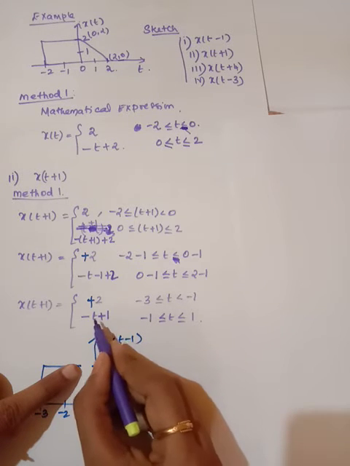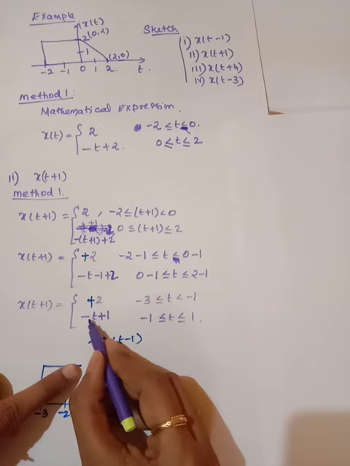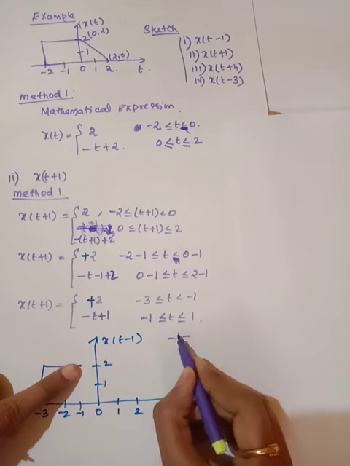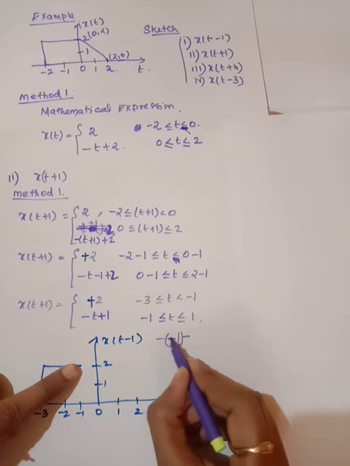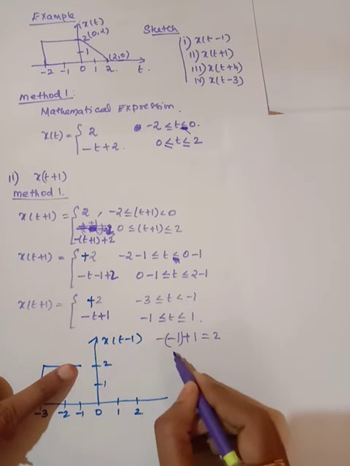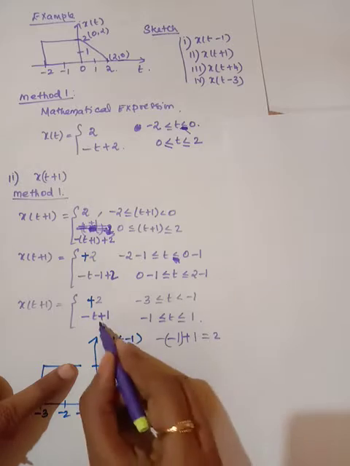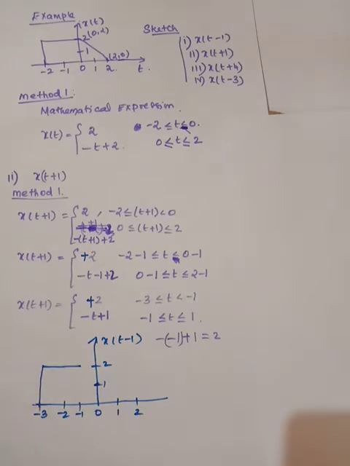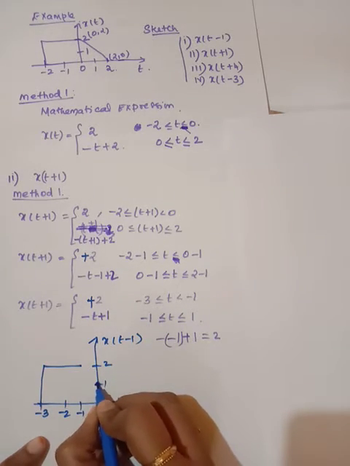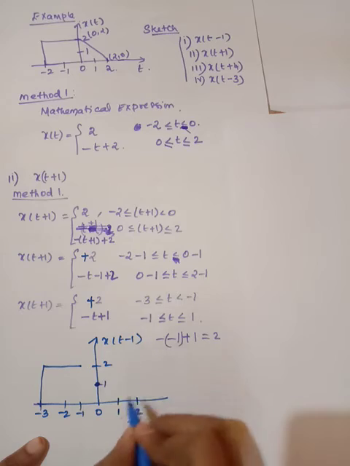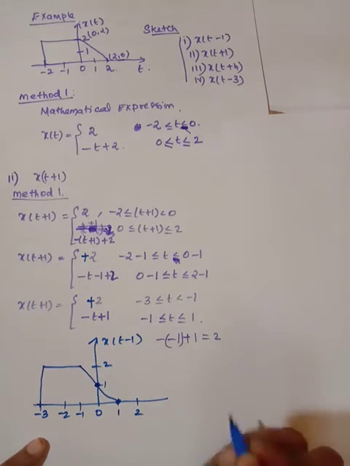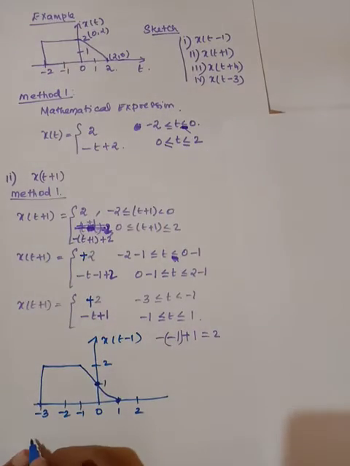When you substitute t equal to minus 1, already minus 1 is there, so minus into minus 1 plus 1, which is equal to 2. So at minus 1, it is 2. Next we have to substitute t equal to 0. When you substitute t equal to 0, you get x of t as 1. When I substitute t equal to 1, I will get 0. So I got the same signal here as that of this one. So this is what method 1 is.